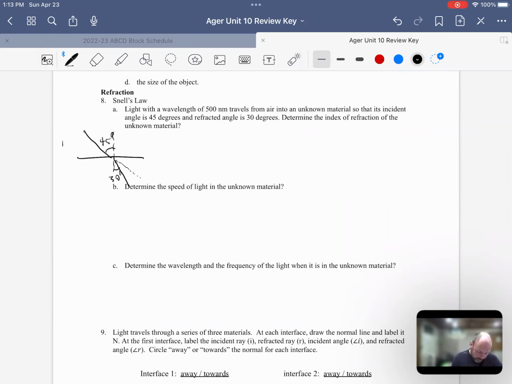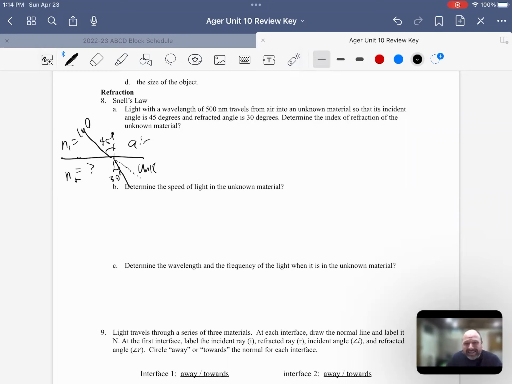So this is our N1, N2 material. This is air, so that's 1.0. We don't know the refracted material yet. So that's our setup there. Determine the index of refraction.